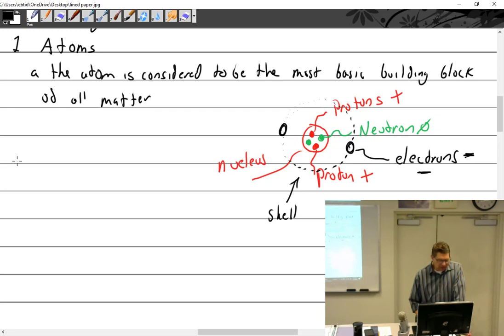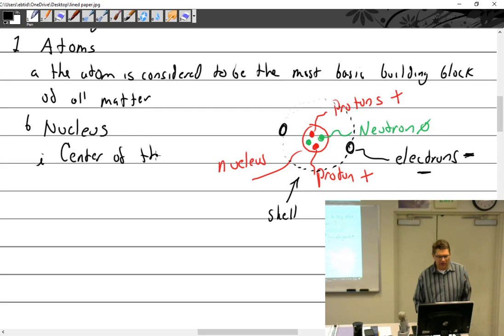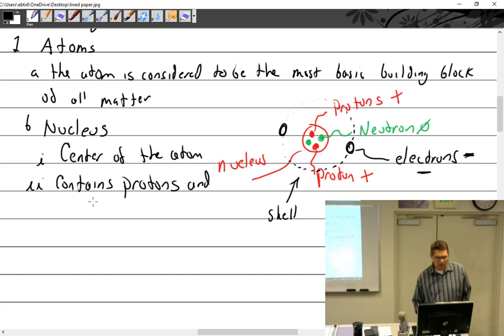And we can write this over here. So inside the nucleus, the nucleus is the center of the atom. It contains protons and neutrons.